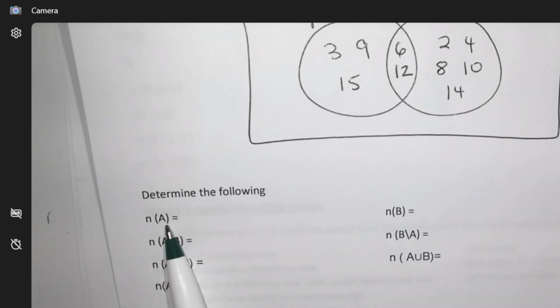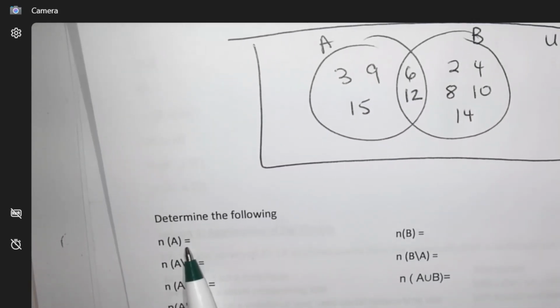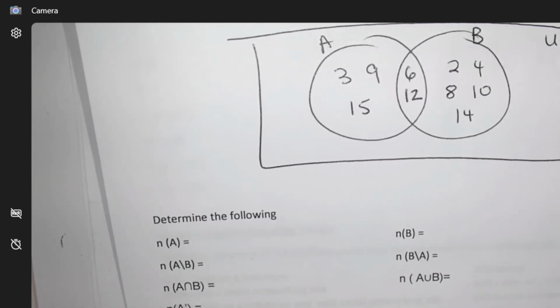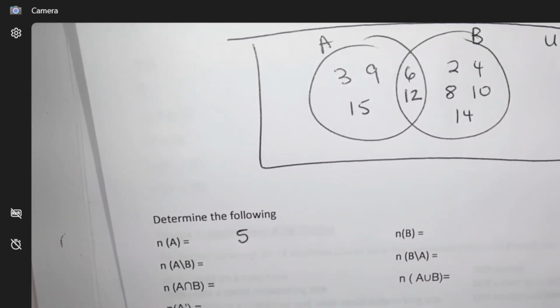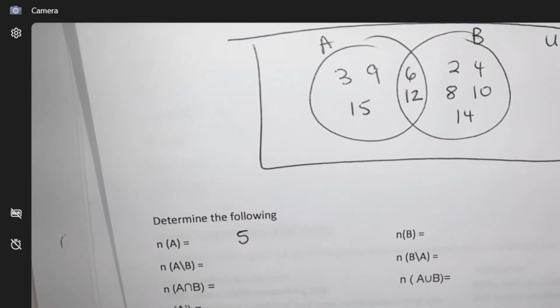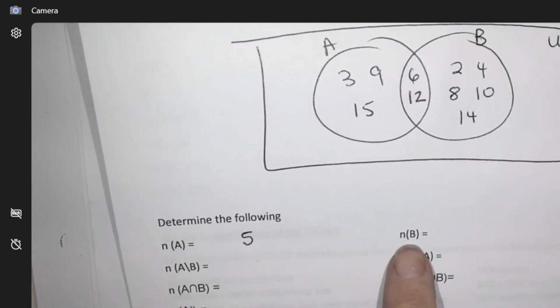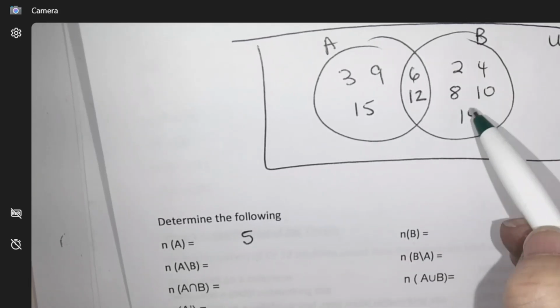The number in A. Can you guys count how many things you have inside the A bubble? So here's the A bubble. 1, 2, 3, 4, 5. You see it? All right, same thing here. What's the number of items inside the B bubble? 7. 1, 2, 3, 4, 5, 6, 7 items.